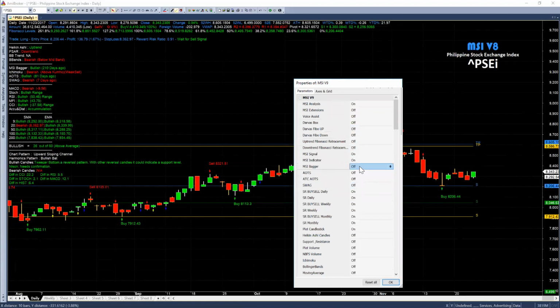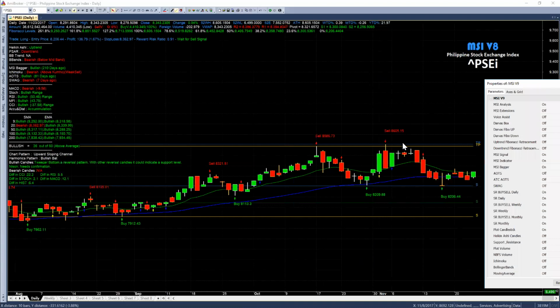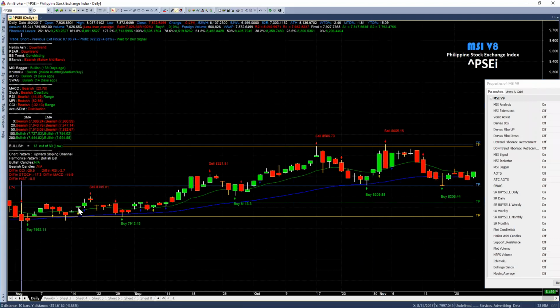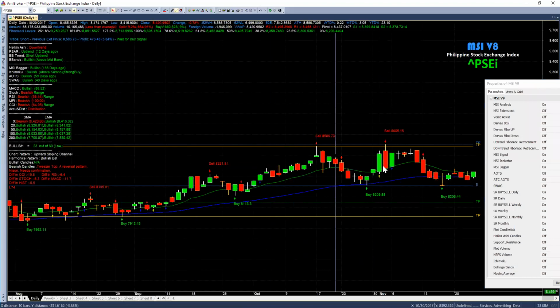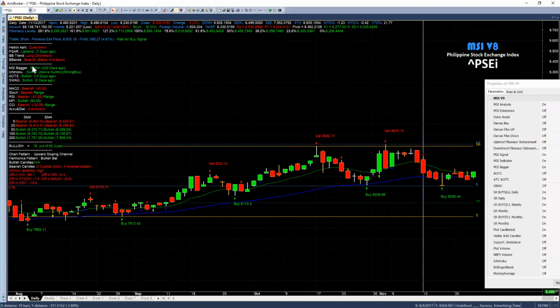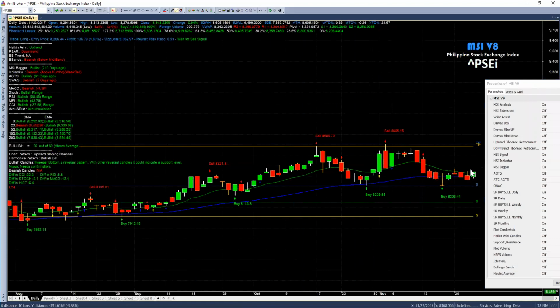Okay. We also have the MSI bagger. Yung MSI bagger is a combination of an EMA and an MA. It's a crossover system. So dito makikita nyo bullish siya 210 days ago. So pwede nyo malaman kung kailan siya nag-cross by just looking at this analysis on your left side. Okay, so that's your MSI bagger.